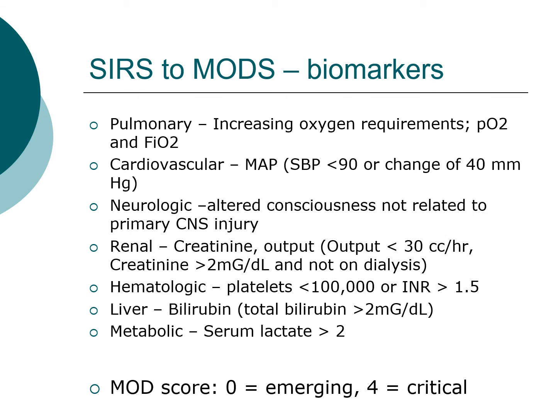Here are some biomarkers. So pulmonary, does the patient need more oxygen? In other words, is their O2 sats dropping? Are their PO2s and their ABG dropping? Do they need higher FiO2? And FiO2 is, again, that fractional inspired oxygen, but what you need to set the oxygen regulator at in order to get a good response.